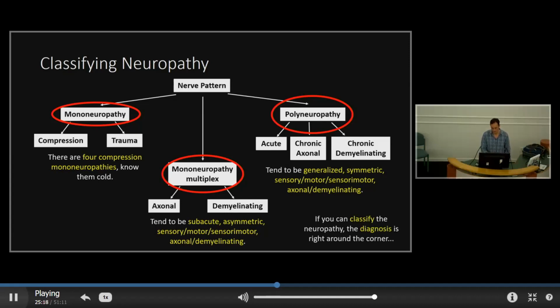And the way we describe a neuropathy, basically, is it a mononeuropathy or is it a generalized one? Mononeuropathy multiplex and polyneuropathy tend to be generalized. Is it symmetric or asymmetric? Mononeuropathy multiplex tends to be asymmetric, polyneuropathy symmetric. Is it sensory, motor, or sensorimotor? And is it axonal or demyelinating? Of course, you need the nerve conduction study to figure out the last one. You can't tell if it's axonal or demyelinating on the exam.